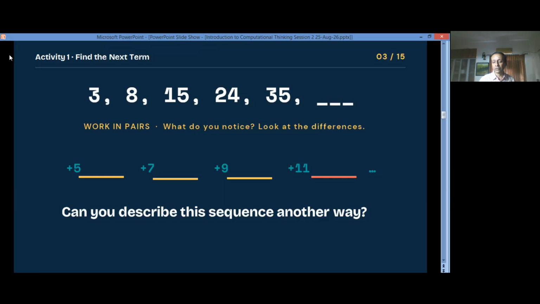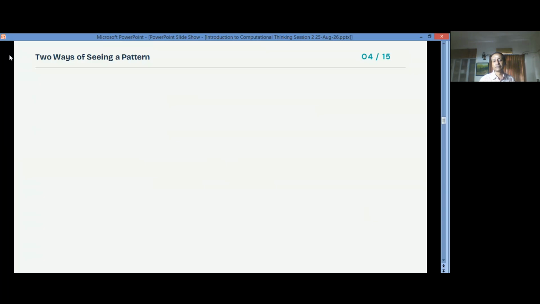I'm pretty sure all of you are maths teachers and science teachers. You would have guessed by now. Let's look at how the same pattern can be interpreted differently.